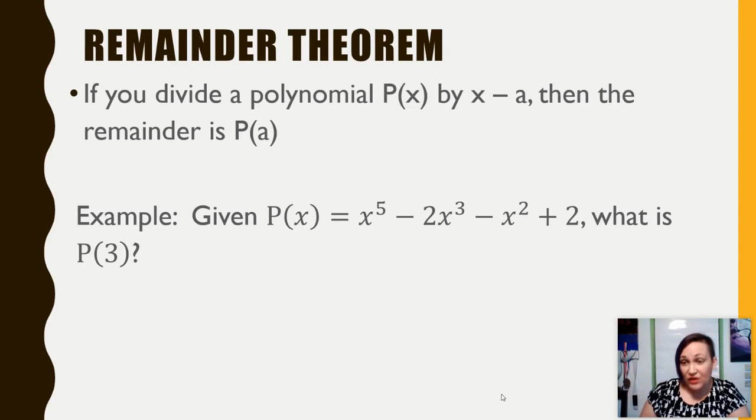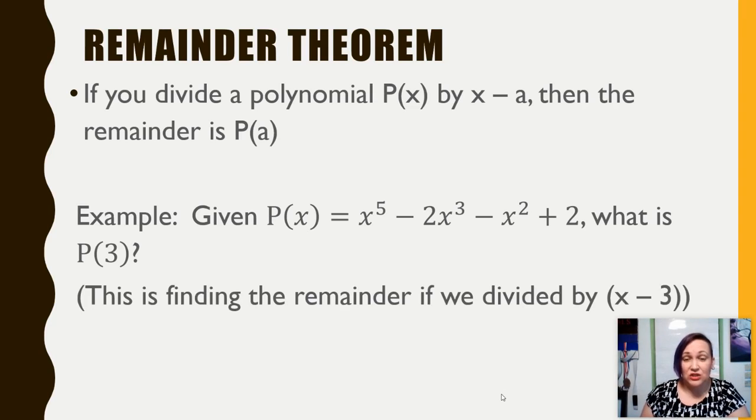Remember, theoretically, what this is asking us to do is figure out what the remainder is if we divide x to the 5th minus 2x to the 3rd minus x squared plus 2 by the binomial x minus 3. Now they've already changed the sign for us. They put a positive 3. I wrote x minus 3. But that's technically what we're doing.